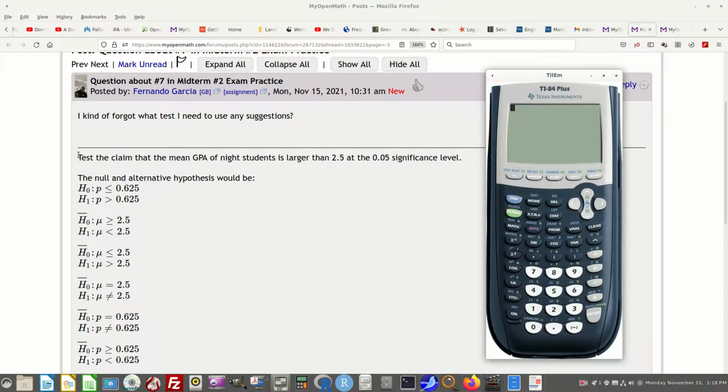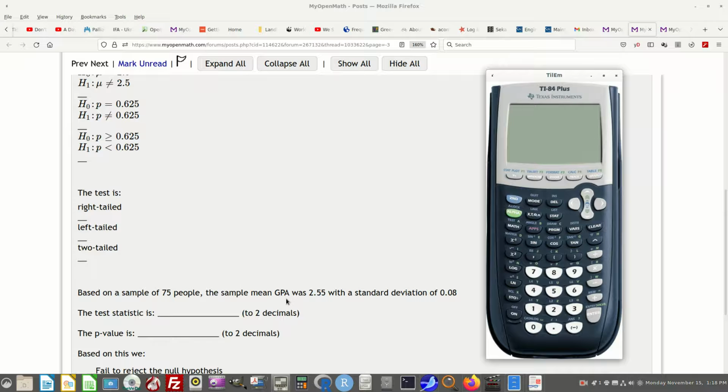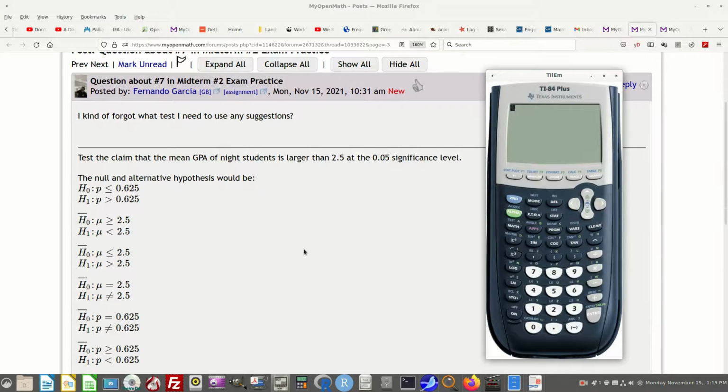So because you don't know the population standard deviation, you only know the sample mean and sample standard deviation, this is a t-test. So first off, it's asking whether the GPA is larger than 2.5. So we're going to choose an option where the alternative hypothesis is that the mean is greater than 2.5. So this would be our choice for the null and alternative hypothesis.